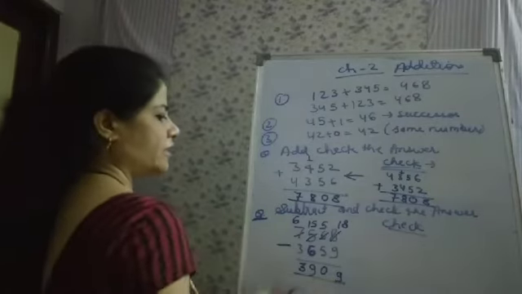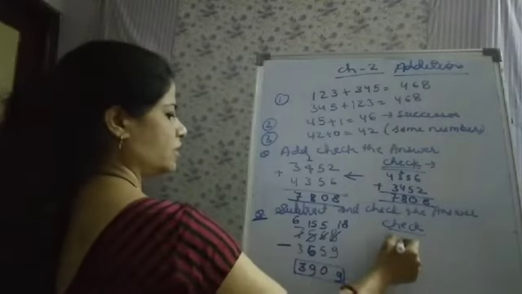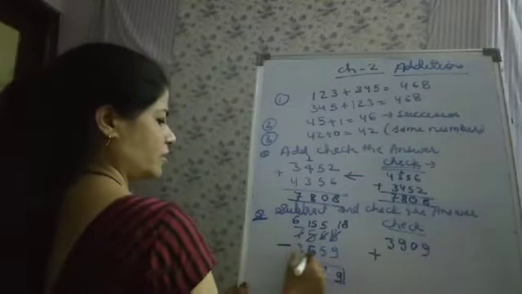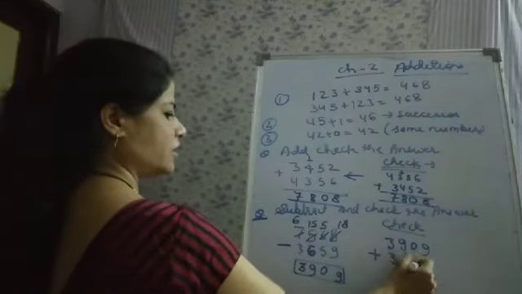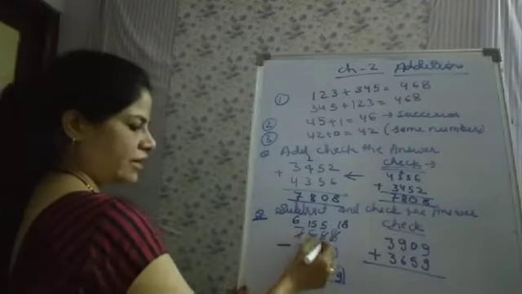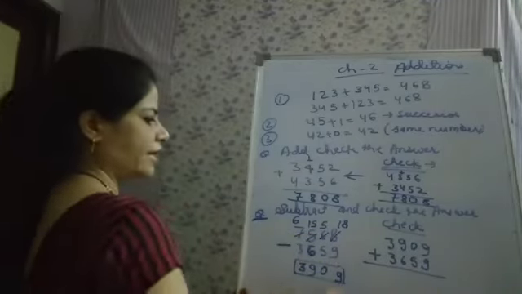Now you have to check the answer. So what will you do? You have to write the difference 3909, plus you have to add the smaller number. The smaller number is 3659. Add both the numbers. If you get the greater number, then your difference is correct. Okay, your subtraction is correct.